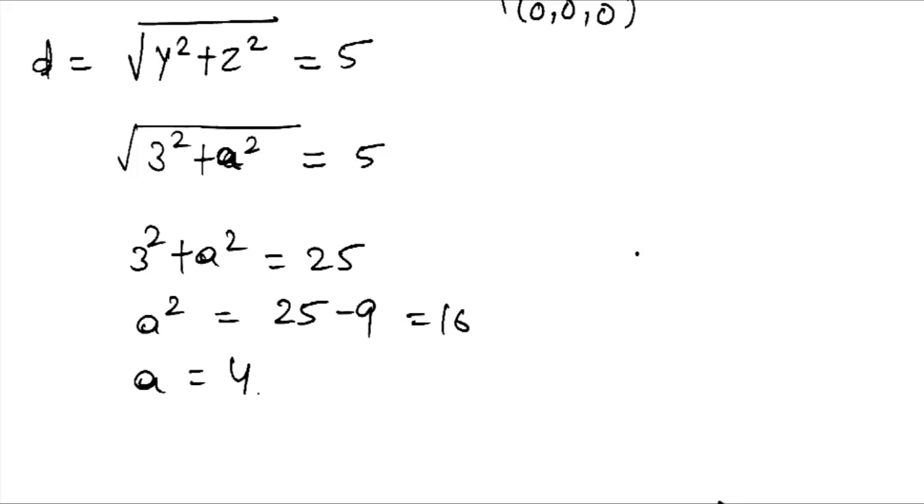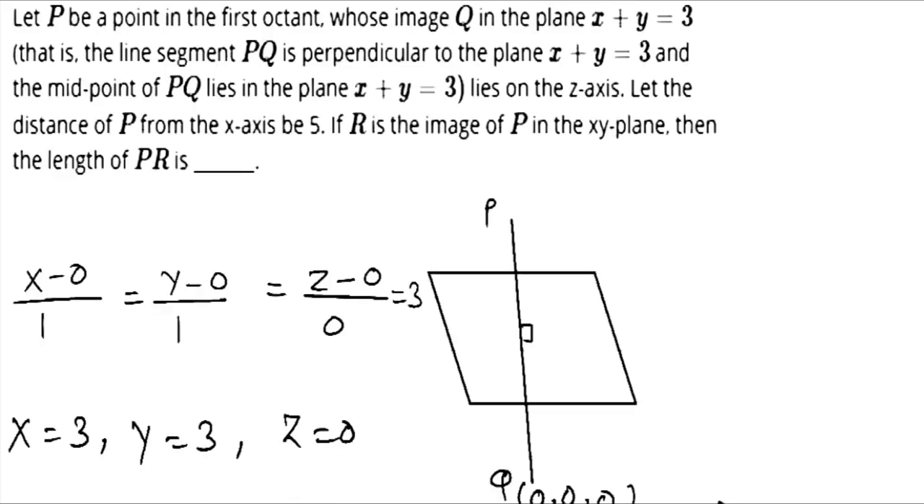Now, as we know, if we take the distance from the z-axis, this one is 4 above the z-axis and 4 below the z-axis. So the total distance is 4 plus 4, which is equal to 8. So here our final answer is 8. So the length of PR, because as we can see the distance 4 is above the z-axis and 4 below, so the total distance is 8. So the length of PR equals 8.